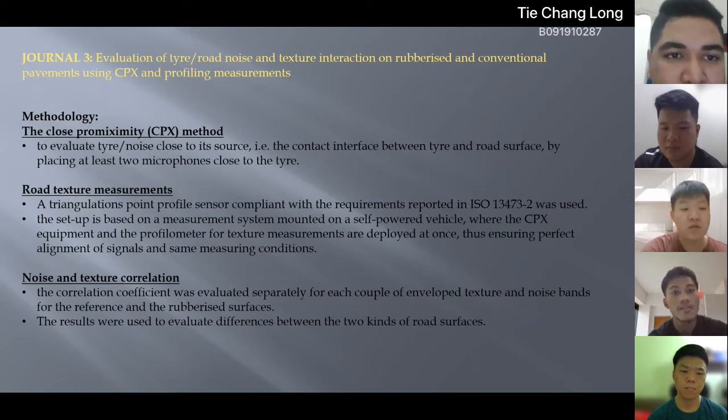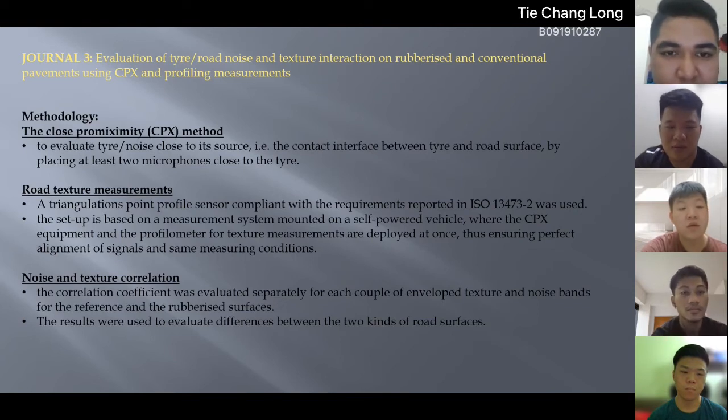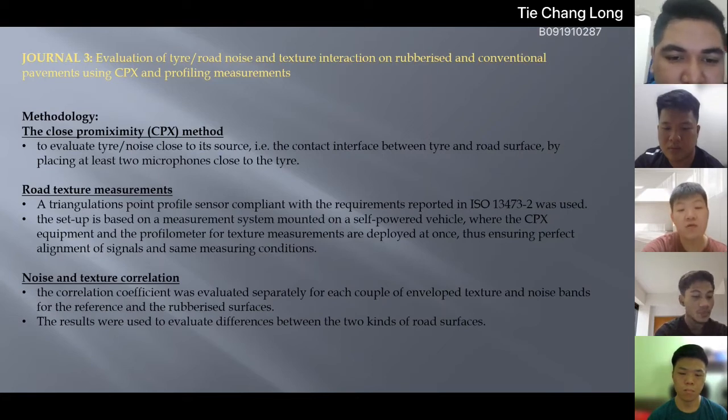For the methodology, first we use the close proximity CPX method. It will evaluate tire noise close to its source, for example, the contact interface between tire and road surface, by placing at least 2 microphones close to the tire. After that, we do the road texture measurement. A triangulation point profile sensor compared with the requirements reported in ISO 13473-2 was used.